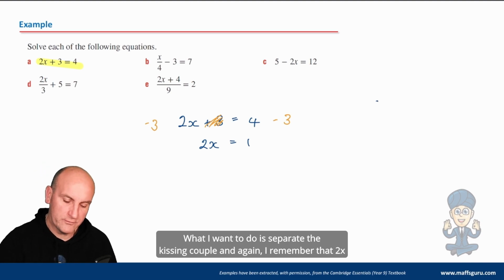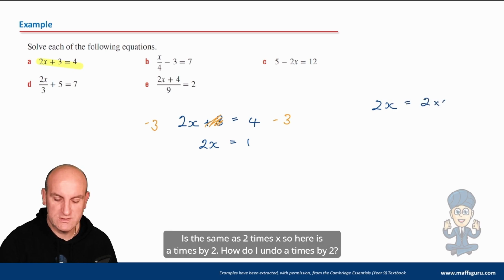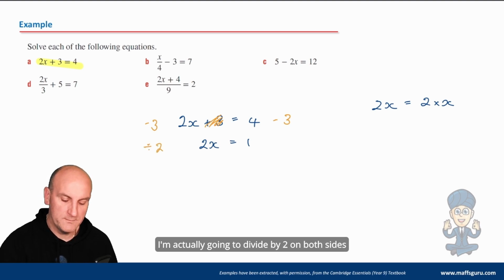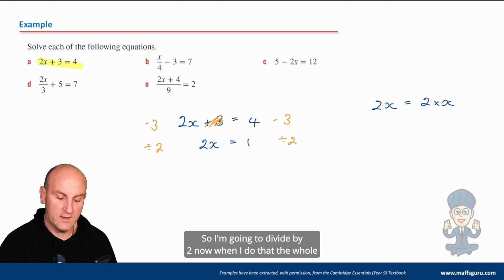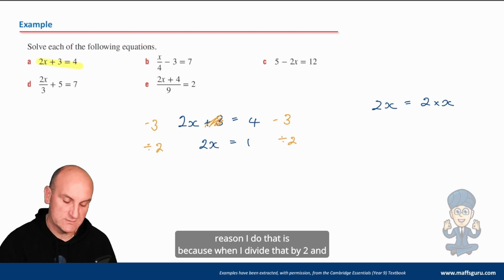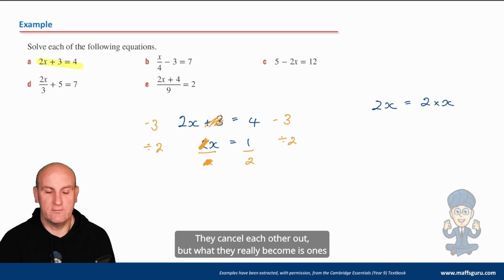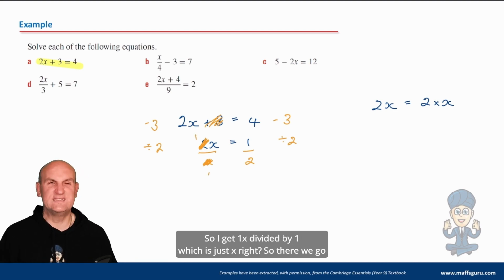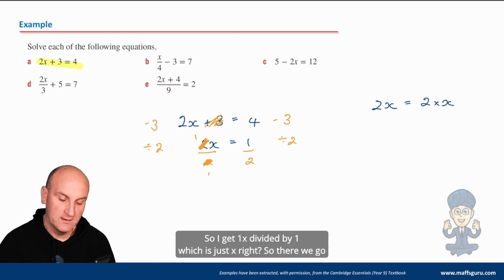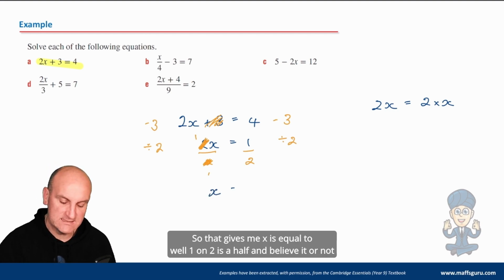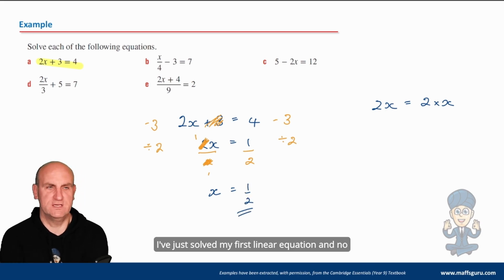And again, I remember that 2x is the same as 2 times x. So here is a times by 2. How do I undo a times by 2? I'm actually going to divide by 2 on both sides. So I'm going to divide by 2. Now when I do that, the whole reason I do that is because when I divide that by 2 and divide that by 2, this 2 on the top and that 2 on the bottom, they cancel each other out, but what they really become is 1s. So I get 1x divided by 1, which is just x. Right, so there we go. So that gives me x is equal to, well, 1 on 2 is a half, and believe it or not, I've just solved my first linear equation.